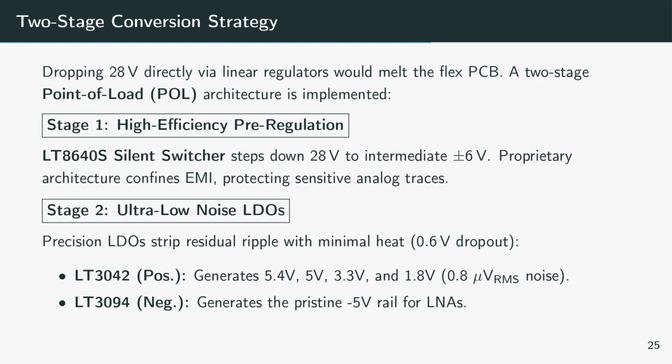It's called silent because it doesn't create electromagnetic interference. In stage 2, we use ultra-low noise regulators, LDOs, that clean the remaining ripples, leaving only 0.8 microvolts of noise. This ensures the ADC reference is clear.